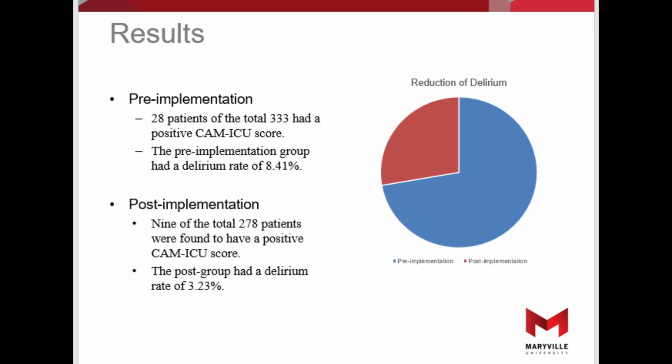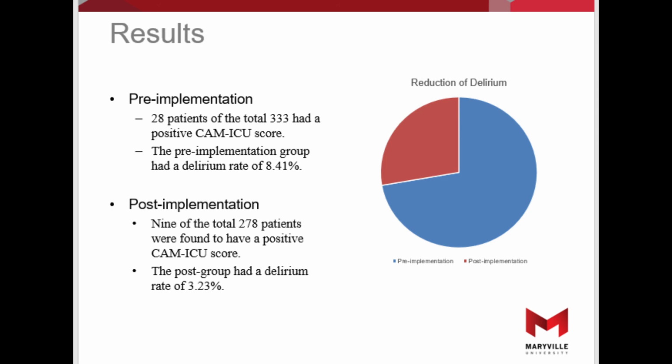So our final results: when we looked at the 10 weeks prior to implementing the noise and light reduction policy, we found a total of 28 patients out of 333 had positive CAM delirium scores. This makes our pre-implementation group delirium rate of approximately 8.41%. So still well below that of other facilities, but still pretty significant. 1 in 10 patients was developing delirium.